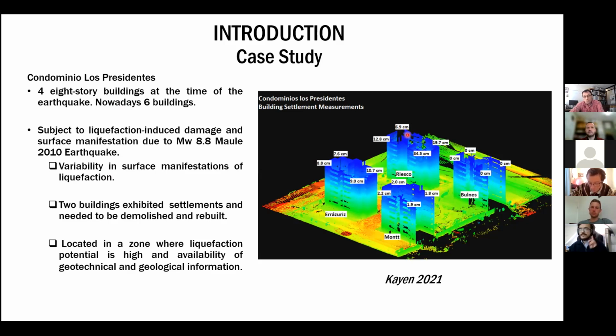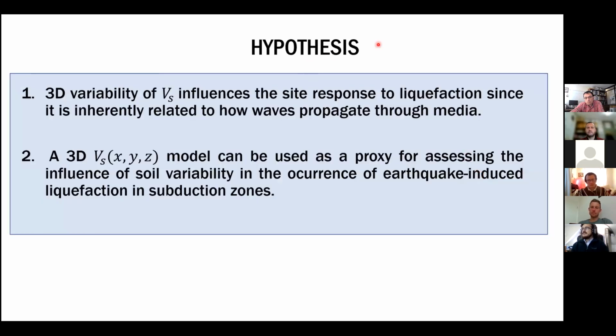But most importantly, and I think it's really interesting, is that the building, which is only a few meters away, exhibits 0 settlements. There could be a bunch of reasons why this happened, but we can also think that maybe a different soil response to liquefaction related to soil variability could be an important reason. So that leads us to the hypothesis.